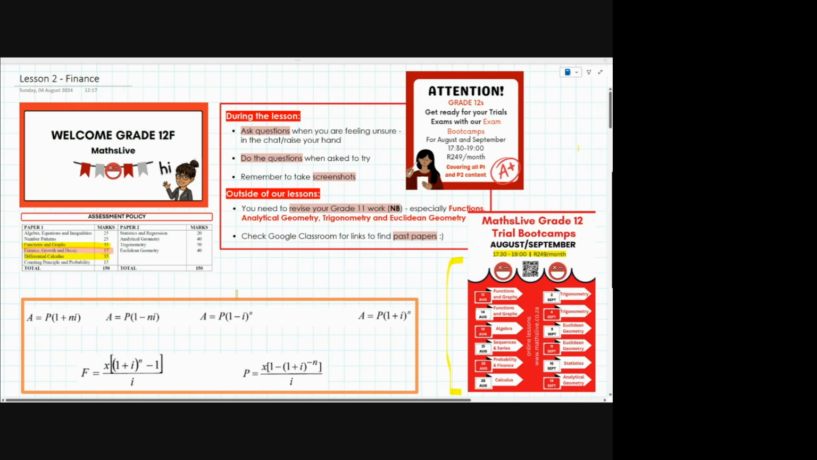All right, so I've just put the formulas up again for finance. You don't need to screenshot them. That's not necessary. The formulas haven't changed. And I'm going to rewrite the formulas as we go along anyways. So don't you stress at all.